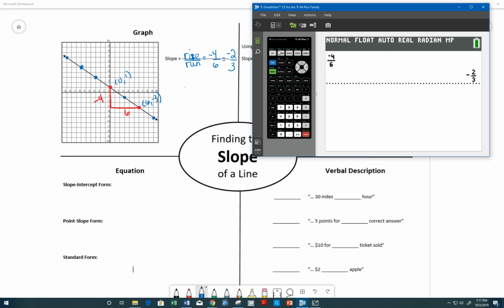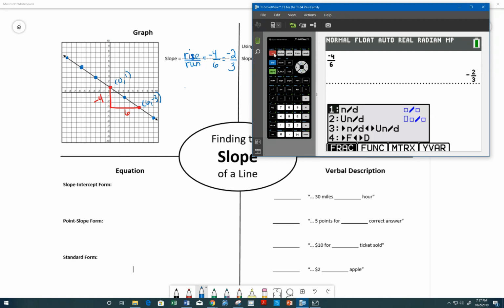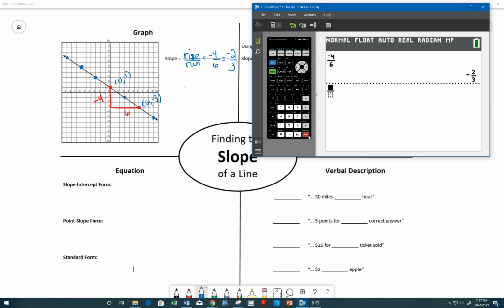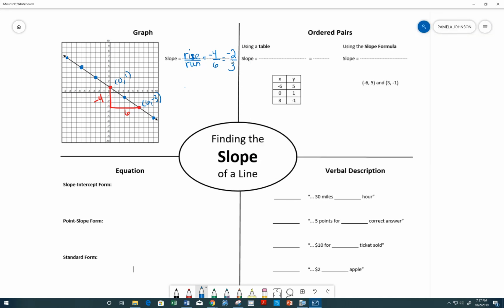Okay, now it's already here, -4 over 6. But to do this, all we did was Alpha, Y=, and the first one. We just hit enter. And it gave us that fraction setup. Then we could do our -4 and then go down to put our 6 in and then go to the right. And once we hit enter, it gives us our -2/3 fraction.